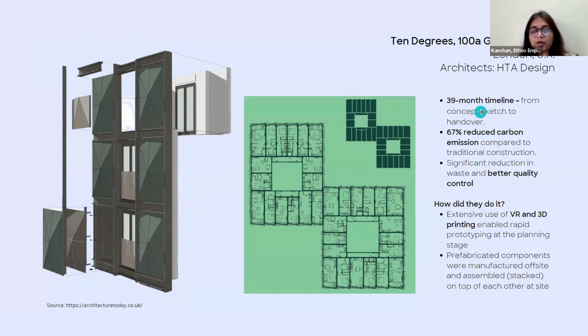From the concept sketch to the handover, it only took about a 39-month timeline, which is roughly a little over 3 years. Given how tall this building is, it would have taken much more otherwise. The carbon emission was reduced by 67%, which is a very significant reduction, and quality control also improved. And how did they do it?